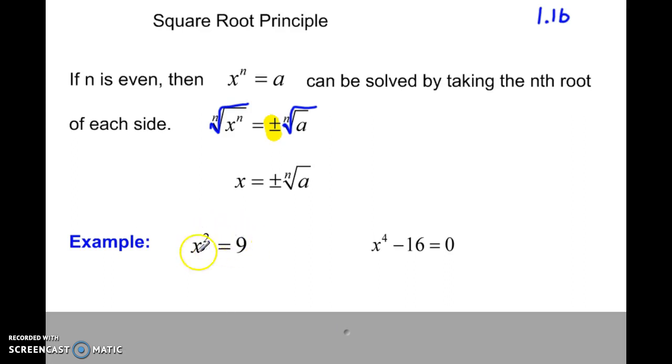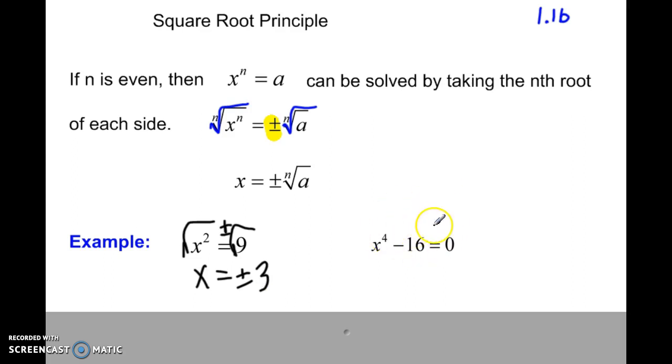If you have x squared equals 9, you probably know that 3 squared is 9, and negative 3 times negative 3 is also 9. So when you take the square root of the whole side, you have to put plus or minus on one side, and I usually put it on the side where the variable is not. The square root of x squared is just x. Plus or minus the square root of 9 is just plus or minus 3. So there's really two different answers there.